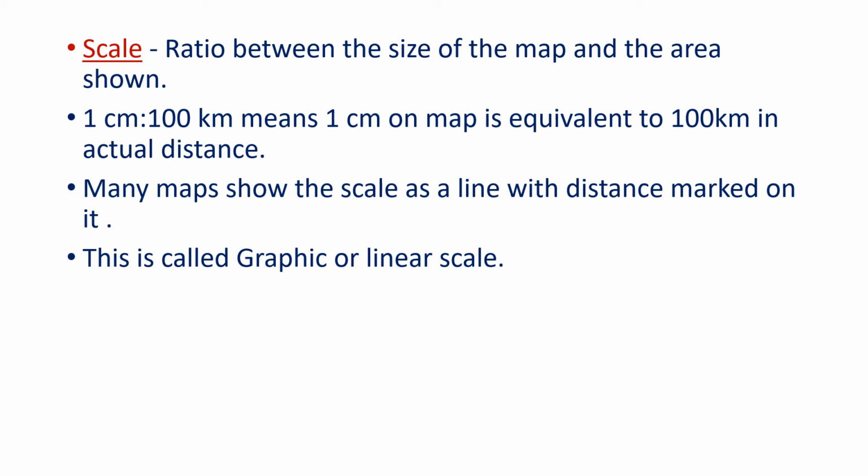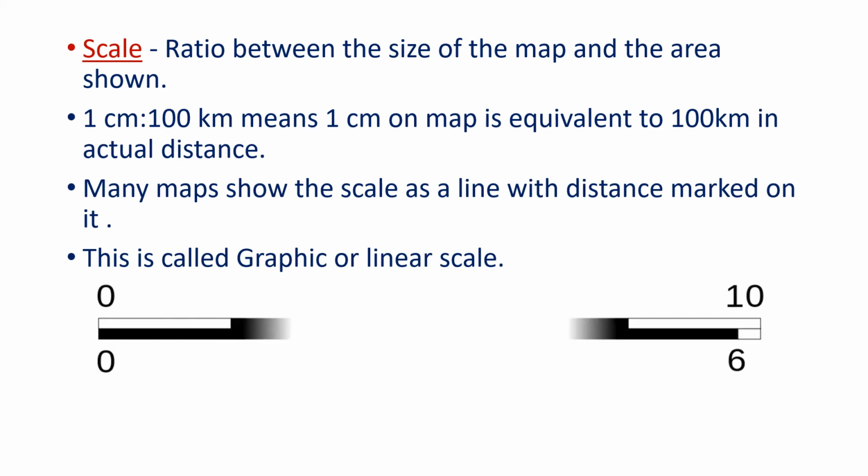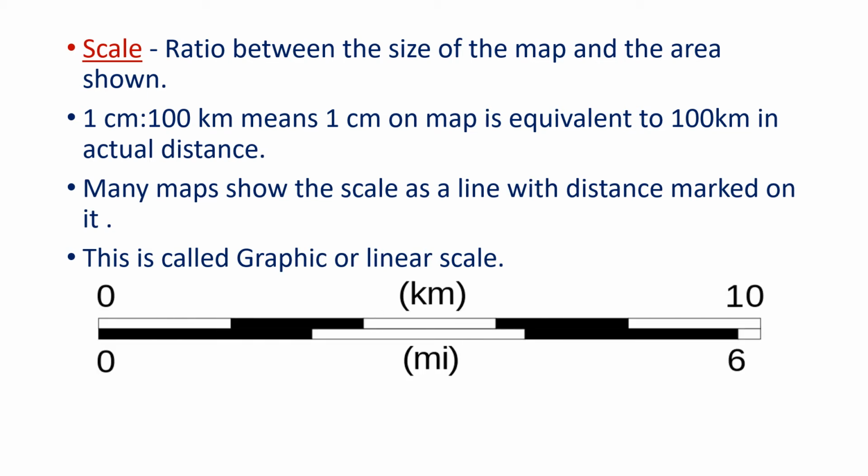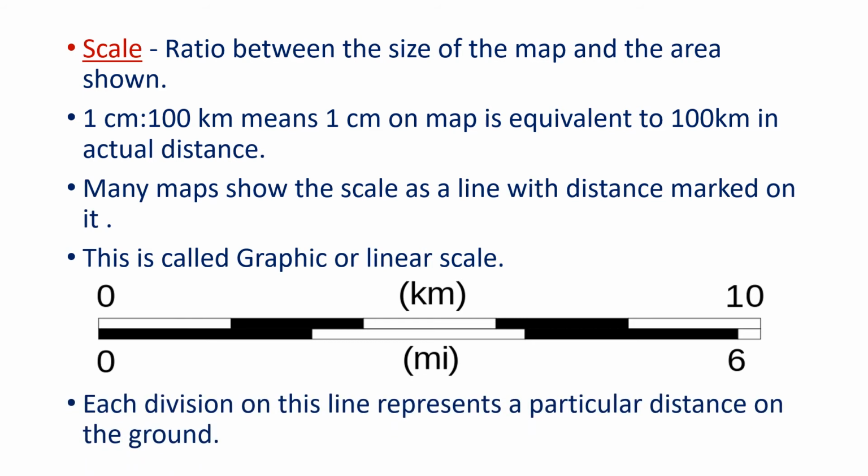Many maps show the scale as a line with distance marked on it. This is called a graphic or linear scale. Look here. Each division on this line represents a particular distance on the ground.